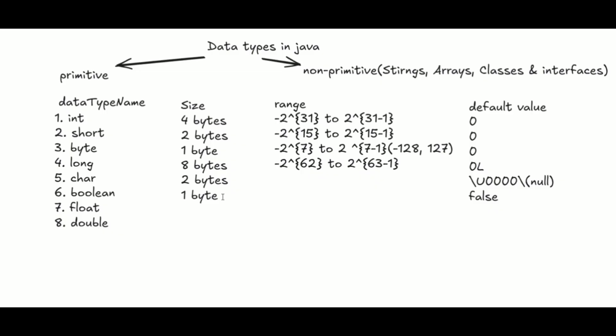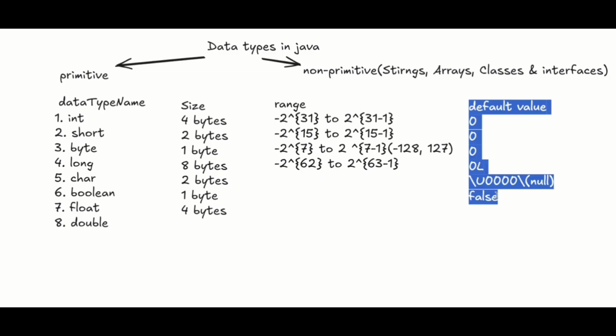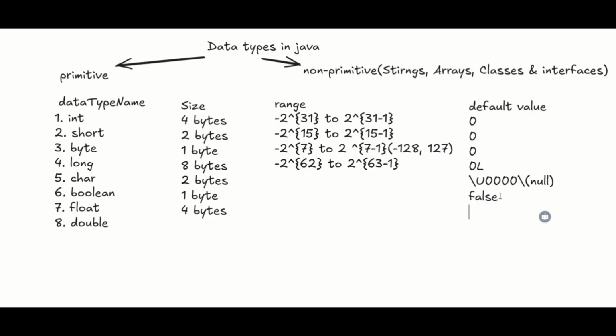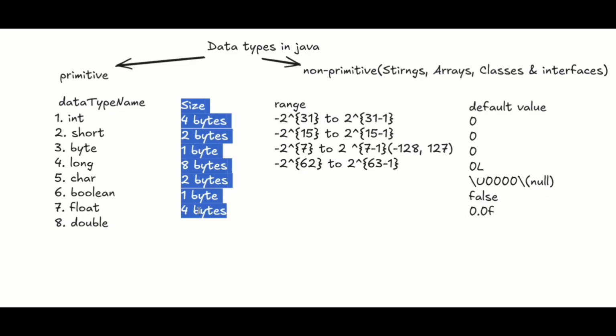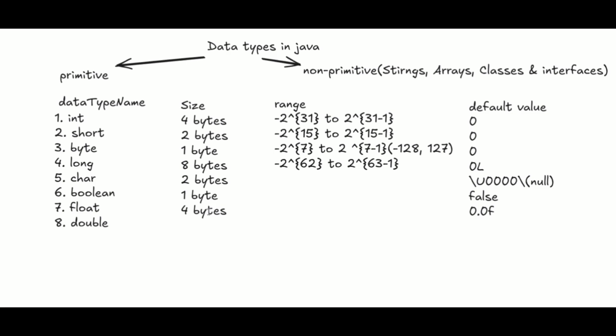And the size of float is 4 bytes, and the default value will be 0.0f. And the size of double will be 8 bytes, and the default value will be 0.0d.